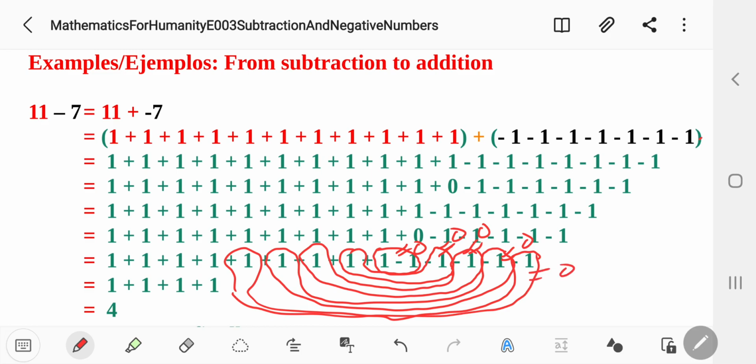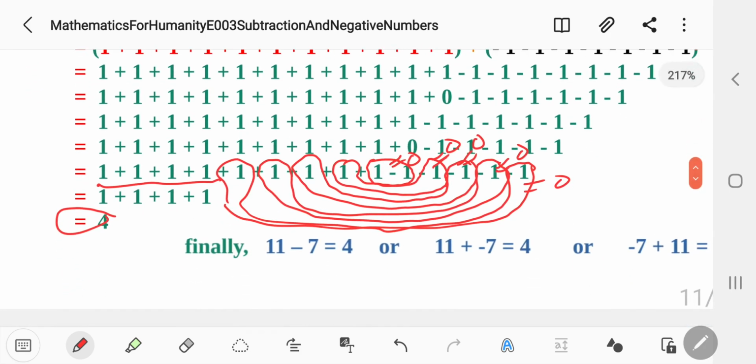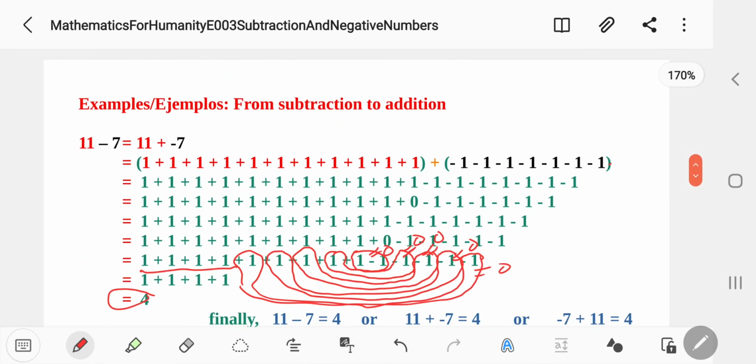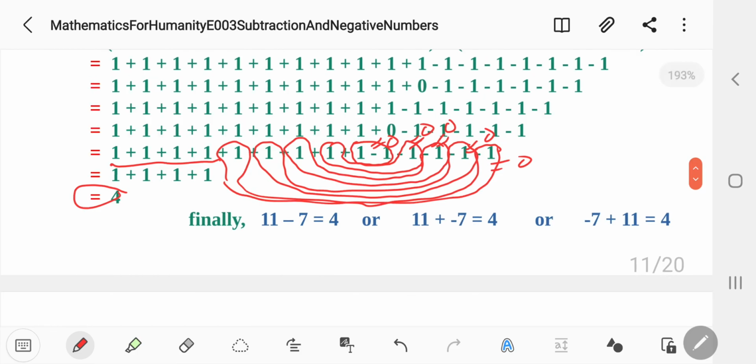So how many ones are left? So you have 1 plus 1 plus 1 plus 1. There are 4 positive ones. So therefore 11 minus 7 is equal to 4. I hope by now you're not confused with positive and negative numbers.